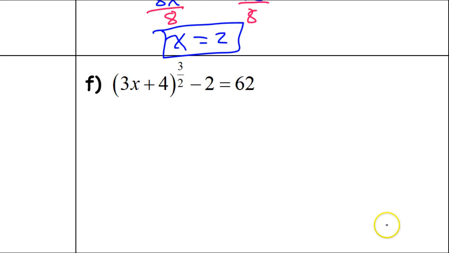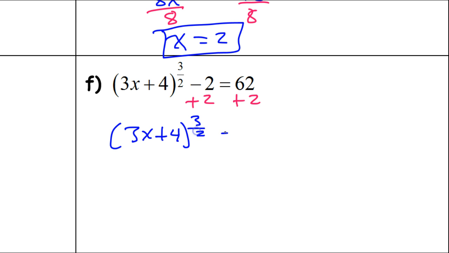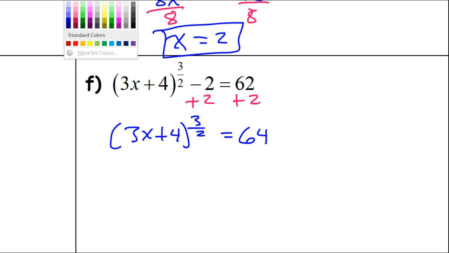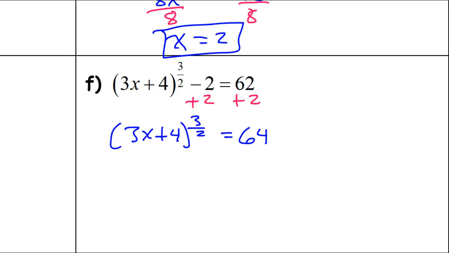Alright, what about f? Let's get this part by itself first. So we will add 2 to both sides. So that's going to give me 3x plus 4 to the 3 over 2 power is equal to 64. So the way to deal with a fractional power is to do the reciprocal power. So I'm going to raise both sides to the 2/3 power.